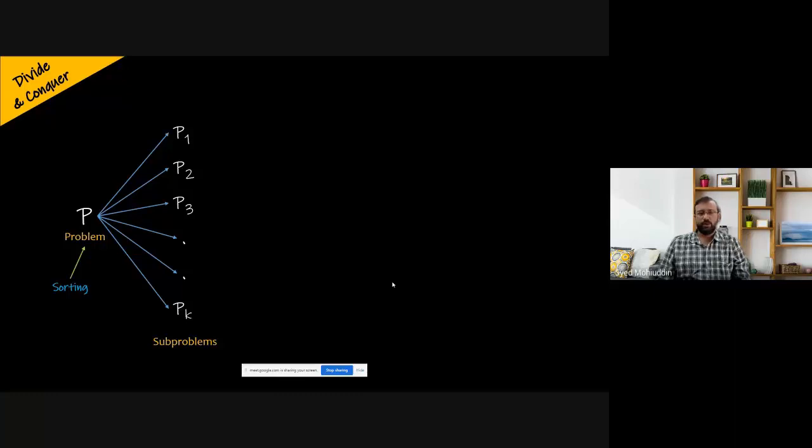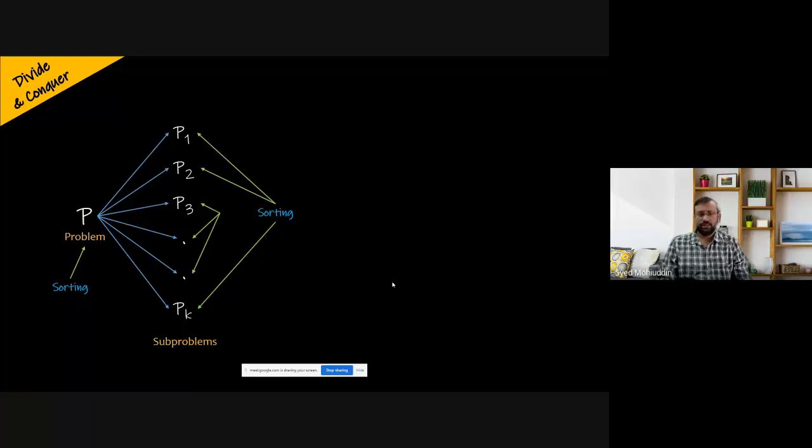One more important point is that these sub-problems, P1, P2, P3, whatever we divide into, are non-overlapping. They do not overlap. For example, if I have a set of elements from 1 to 10 and I divide them, P1 will have 1 to 5 and P2 will have 6 to 10. So they are non-overlapping problems.